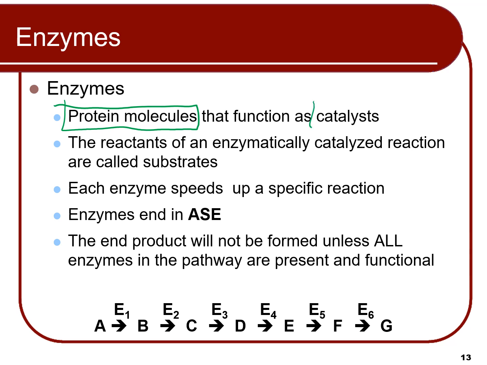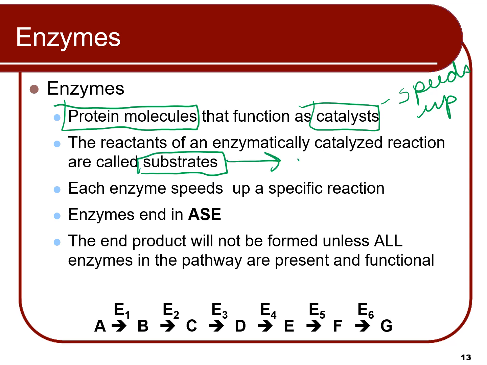They're what you call a catalyst. A catalyst is something that speeds up a reaction, so it makes it go faster. What you start with are called substrates, and then the enzyme converts them into products. It speeds up that reaction.